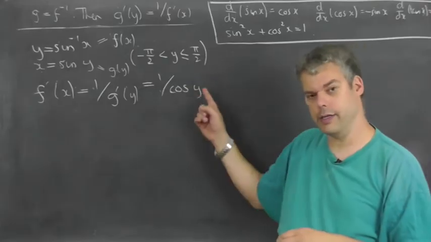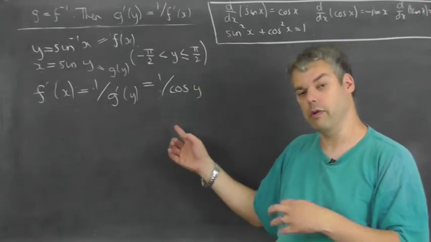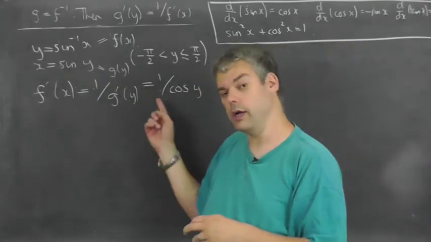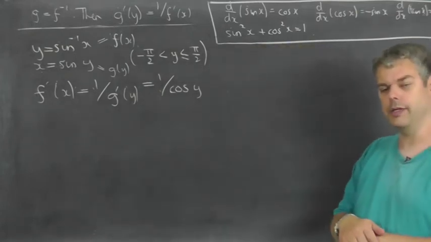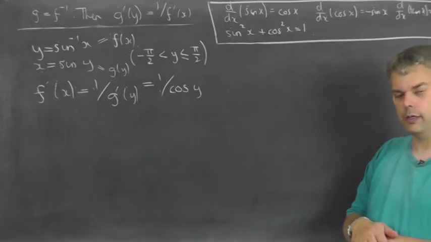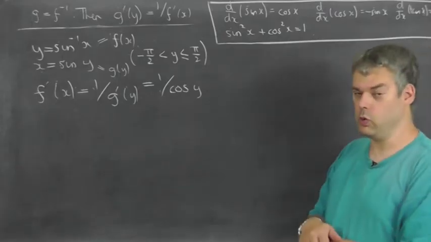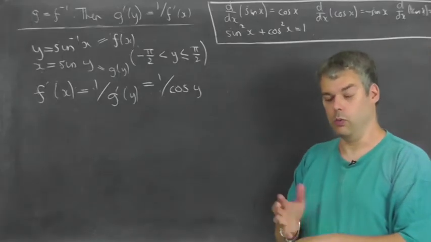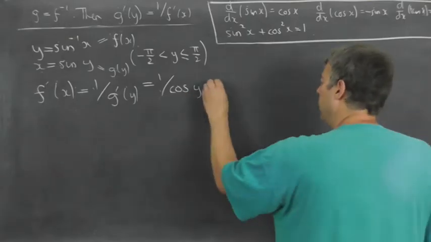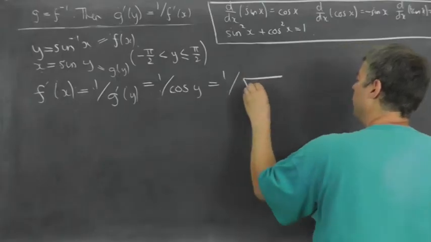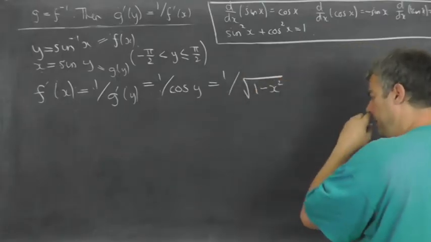We'd really like to write this in terms of x, so we have to rearrange it a bit. So how are sine y and cos y related? Well, we know that sine squared y plus cos squared y equals 1. So cos squared y is 1 minus sine squared y, or 1 minus x squared, and so cos y is the square root of 1 minus x squared.